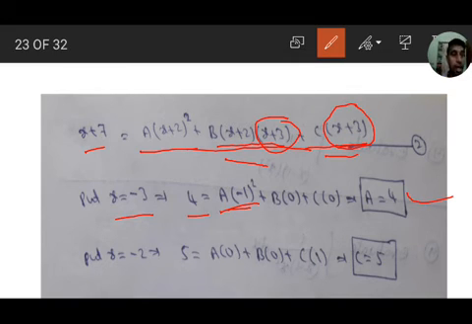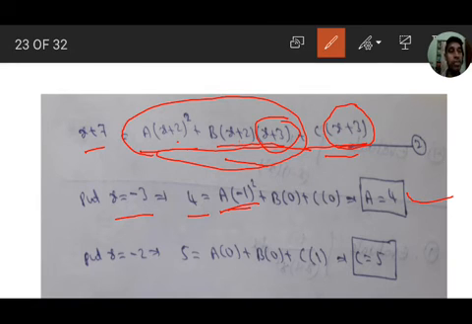To get the c value, a and b must be 0. The common factor is x+2, so put x = −2. Then the left side is −2+7, which is 5. A into (−2+2) is 0, so A into 0. And B into (−2+2) is 0, so B into 0.